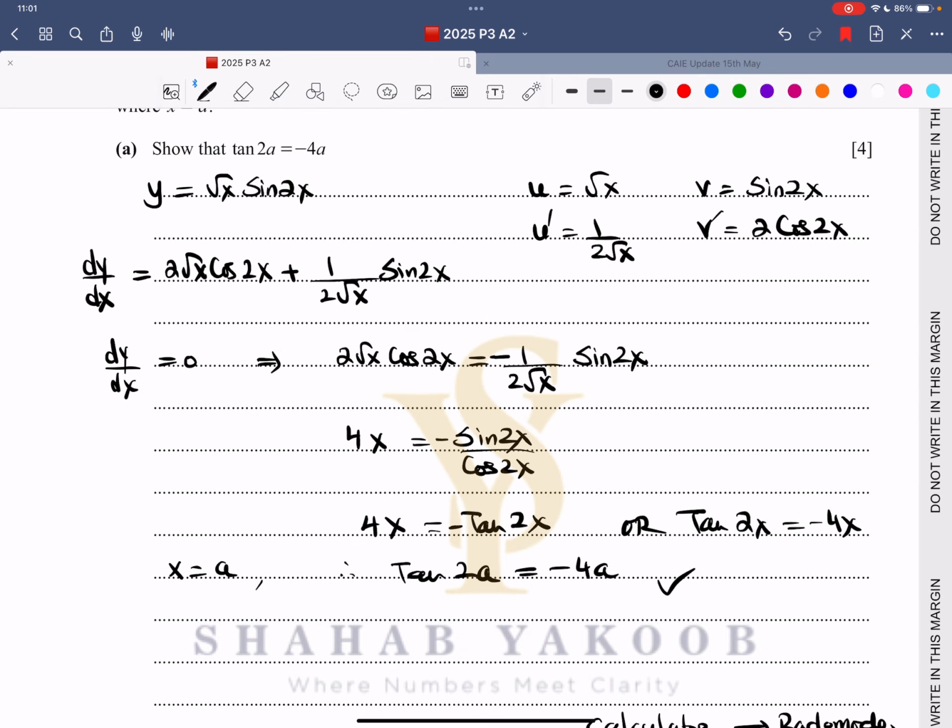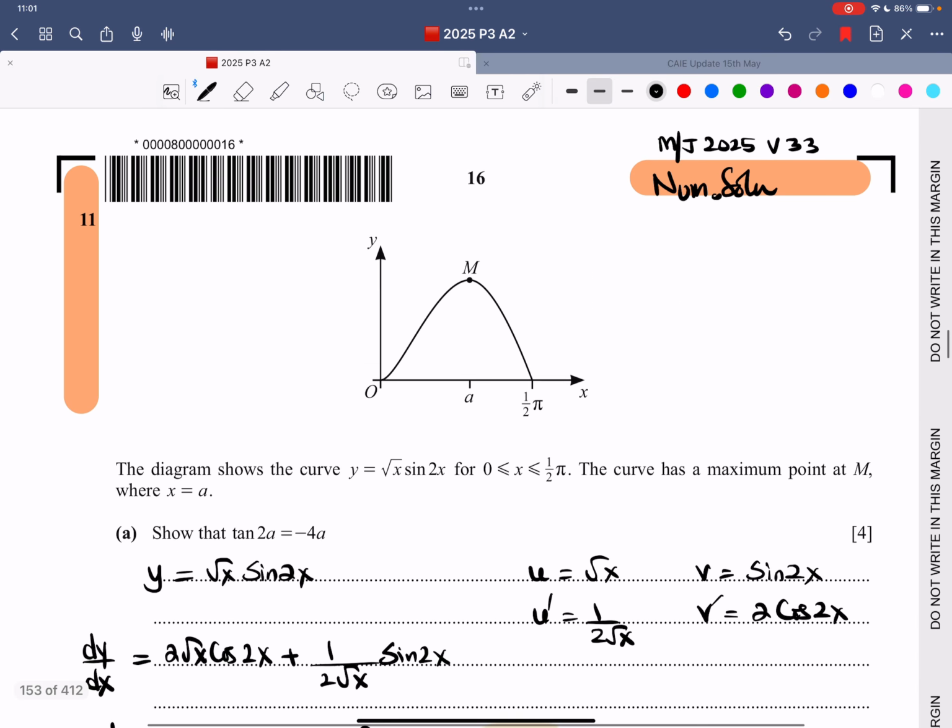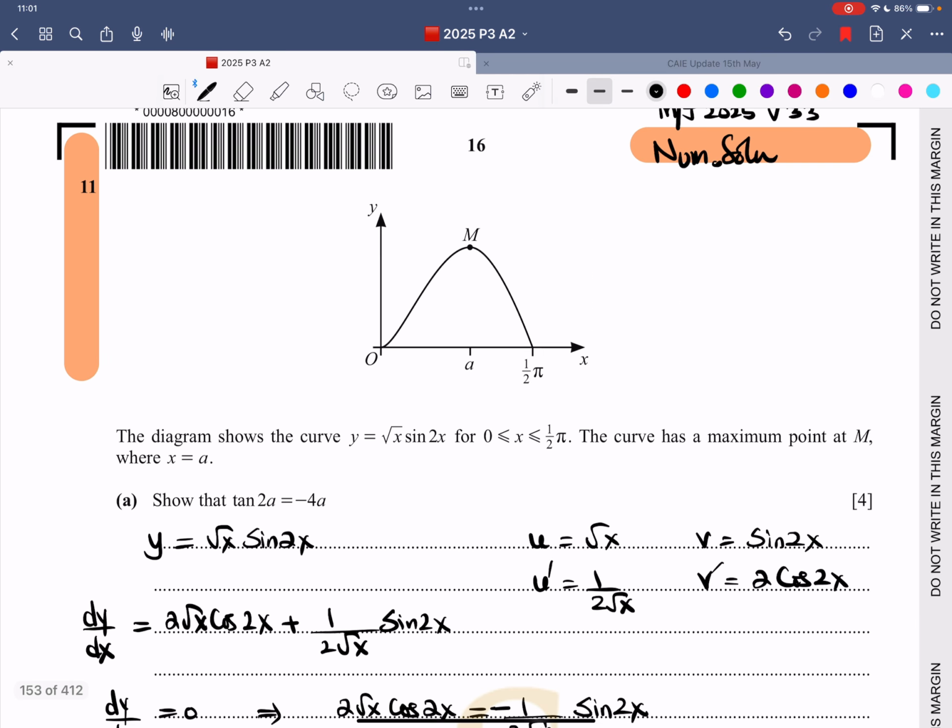Now the third one, this is about trigonometry. Sometimes circular measure, sometimes trigonometry, sometimes differentiation, sometimes integration and so on. Now it says the diagram shows the curve. X lies between 0 and pi by 2. This is 0, this is pi by 2. The curve has a maximum point at M, x is equal to a. Show that tangent of 2a is minus 4a.